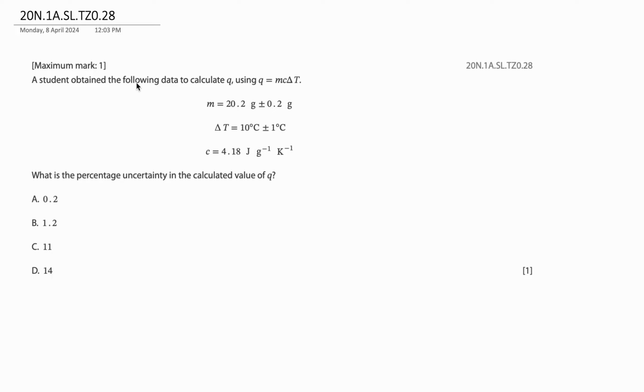A student obtained the following data to calculate Q using the formula Q is equal to MCΔT. Here we've gotten some data that the student has collected. Here we've gotten the mass. Here we've got the change in temperature, change in temp. And here is a constant, the heat capacity of water. Okay, so they're asking us what is the percentage uncertainty in the calculated value of Q.